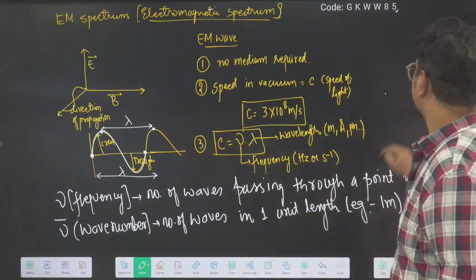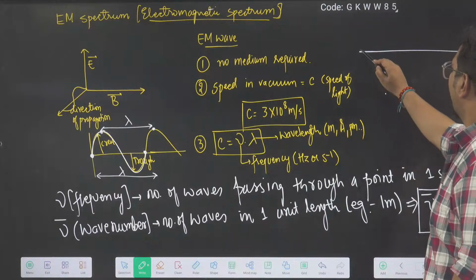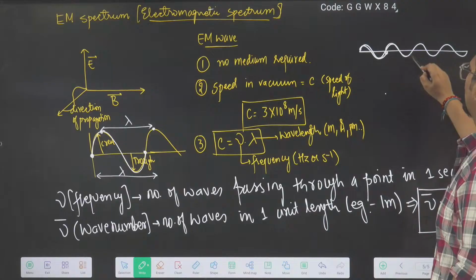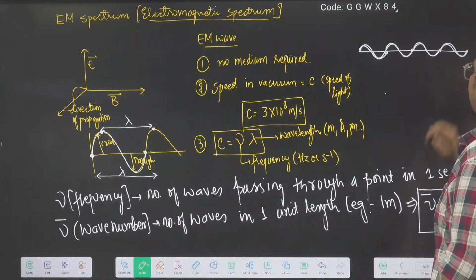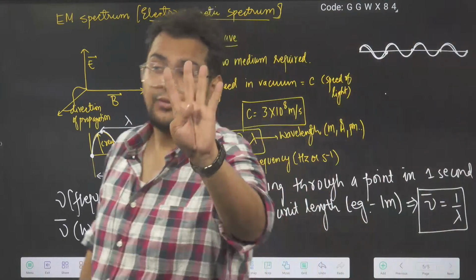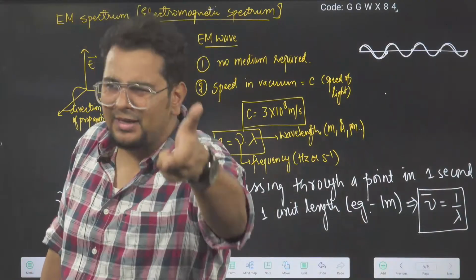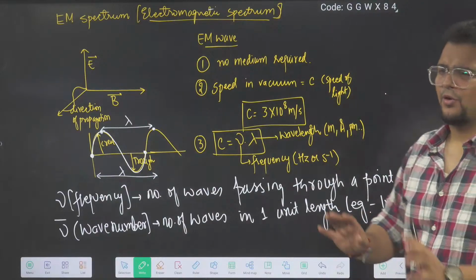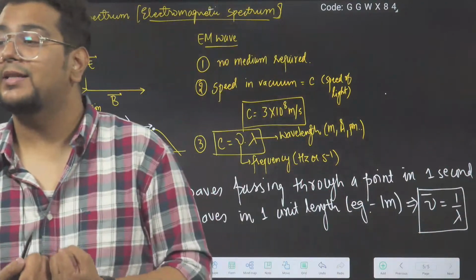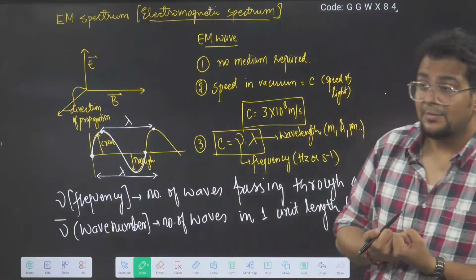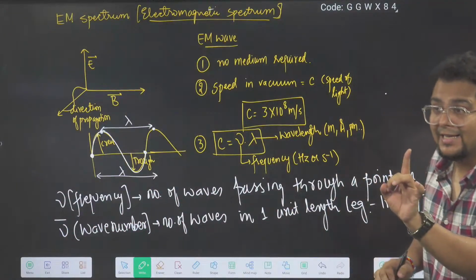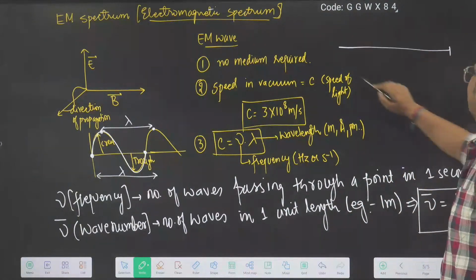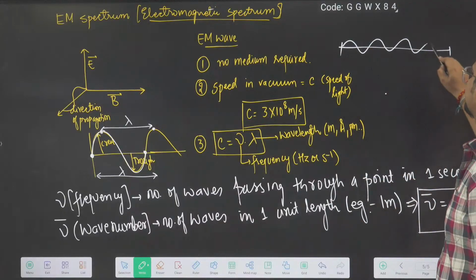Per meter, how many waves? For example, this is 1 meter, for instance, and I make it like this. So you are having 1 wave, 2 wave, 3 wave, 4 wave. So in 1 meter, how many waves did I get? 4. So wave number is 4 waves per meter. See, I don't want you to just mug up the formula. I want you to feel the meaning of frequency and wave number. Frequency means from a point in 1 second, how many waves passed. Wave number is in 1 meter length, how many waves can fit.